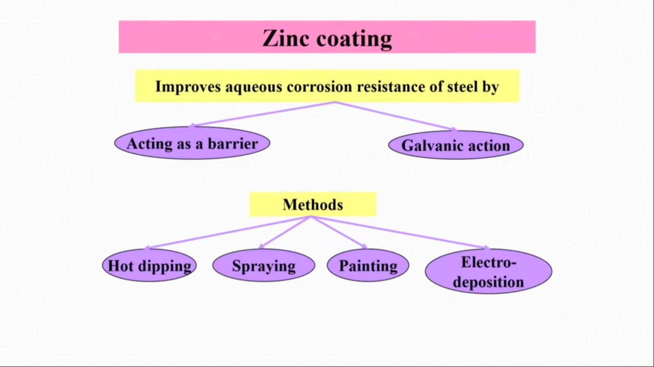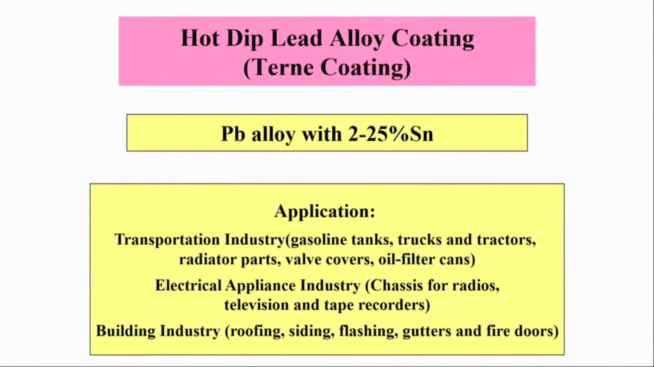So, another alloy which is basically used for hot dipping operation is terne coating, that is again a lead alloy with 2 to 25% tin. So, this is a lead based alloy. The basic purpose is mainly for improving the anti friction property. Tin has to be used because otherwise lead has very poor wettability. So, this is mainly lead based, but you use 2 to 25% tin.